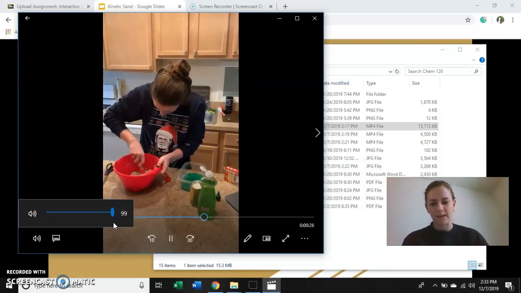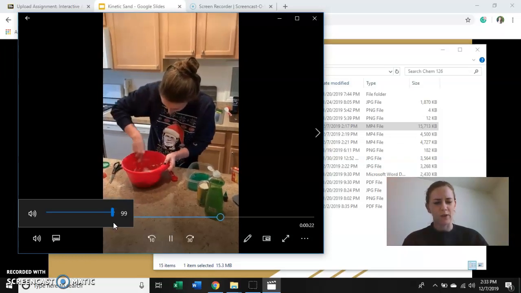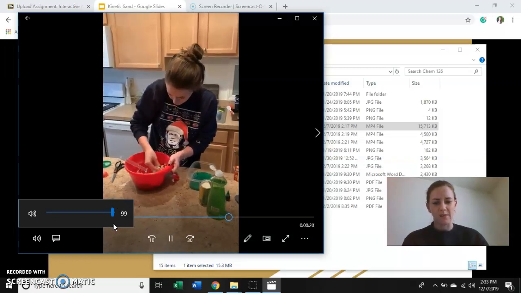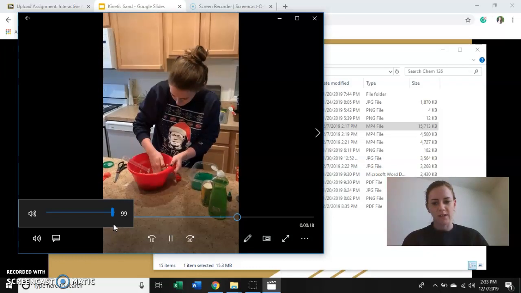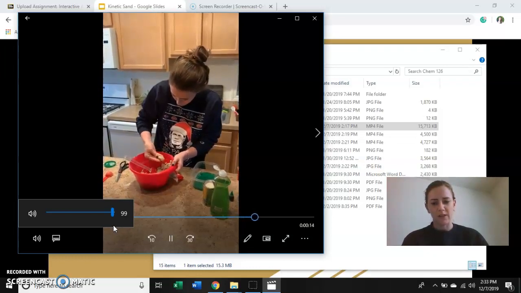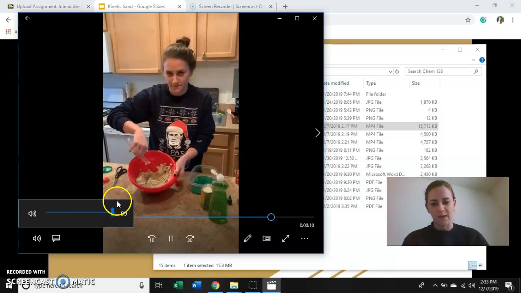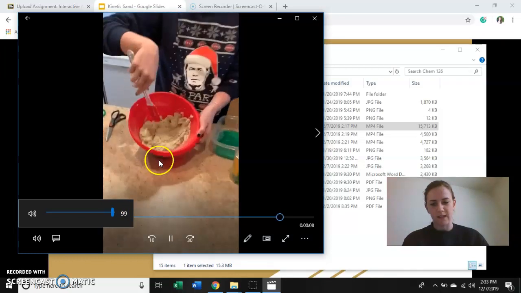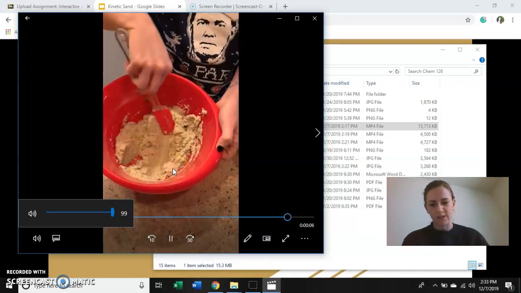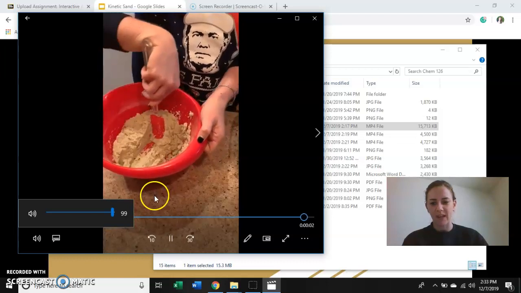As I was mixing, I saw that the sand just looked more like wet sand. I didn't see it binding together too much. I found it was sticking to me a lot, so I really didn't add much of the water. And you can see here the consistency again looks like wet, mushy sand, not so much kinetic sand at all.